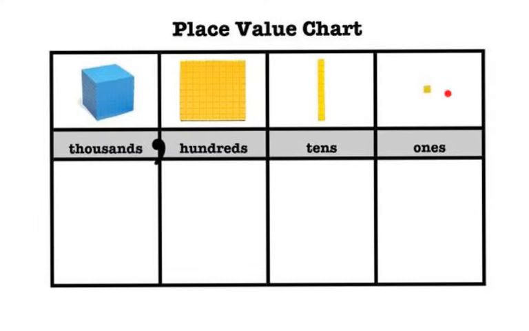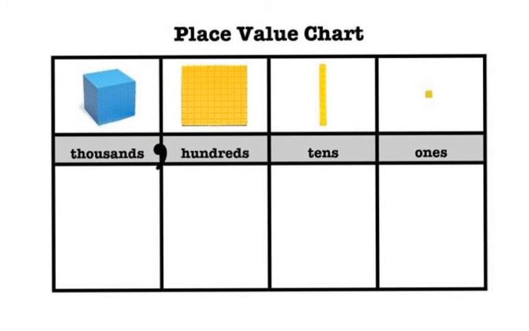So if you see a single one, you know that represents the numbers in the ones column. If you see a 10 stick, you know that represents the number in the tens place value. If you see a hundreds piece, that's going to represent the hundreds place value. And if you see a thousands cube, that's going to represent the thousands place value.